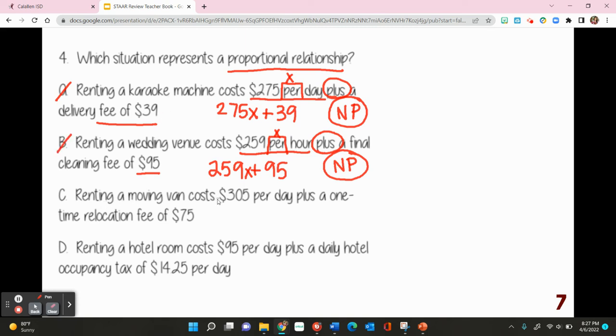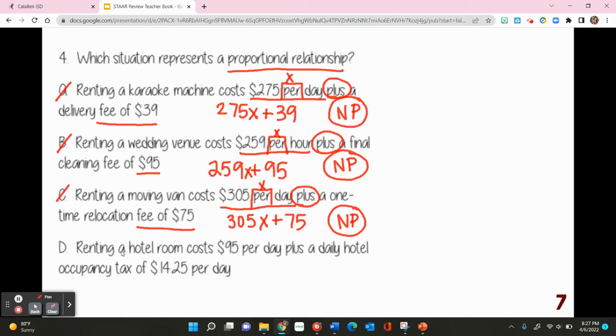Looking at C, renting a moving van costs $305 per day plus a one-time relocation fee of $75. So again, words like per, each, every are words that indicate X. So 305x plus 75. So here, again, these values cannot be combined, so this is non-proportional as well.